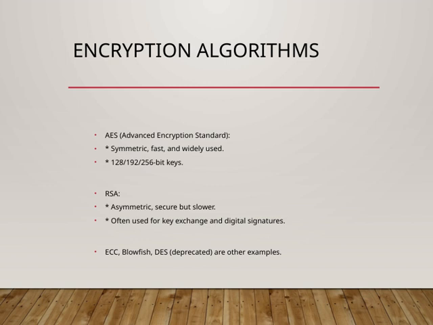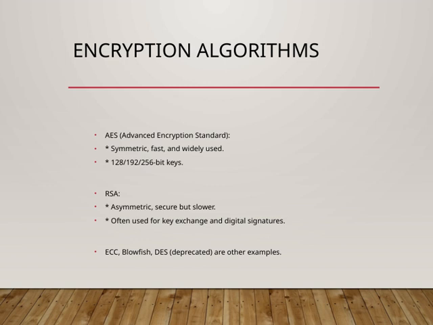Next, we have RSA. Unlike AES, RSA is an asymmetric encryption algorithm, which uses a pair of keys, a public key for encryption and a private key for decryption. This makes RSA particularly suited for secure key exchange and digital signatures. However, because of its complexity, RSA tends to be slower than symmetric algorithms like AES. Its strength lies in enabling secure communication without sharing secret keys beforehand.